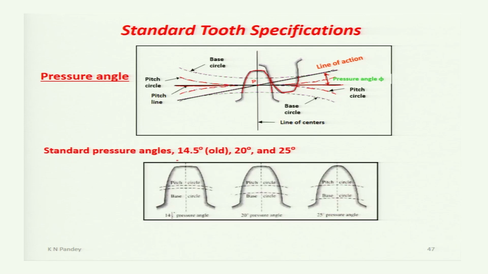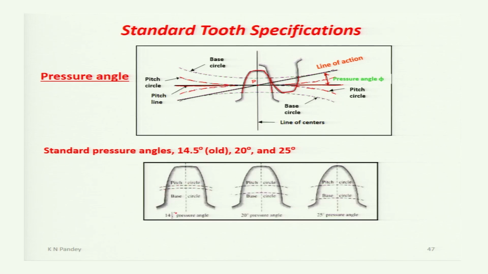The standard pressure angles are 14.5 old, 20 degree and 25 degree. 22.5 degree is also used. Now, if we see the shape of the gear tooth corresponding to different pressure angles, then we can see the place of pitch circle and the base circle.